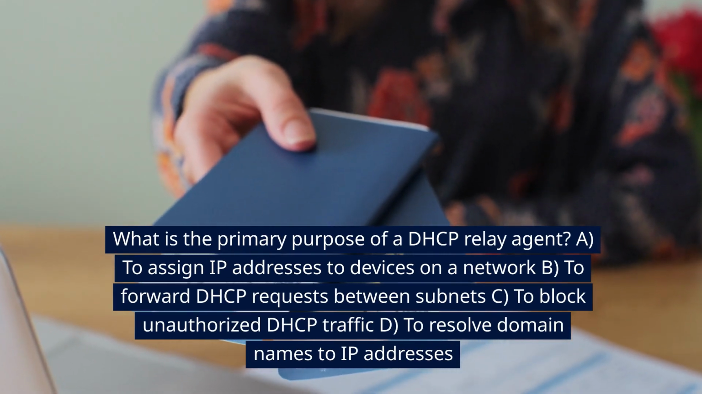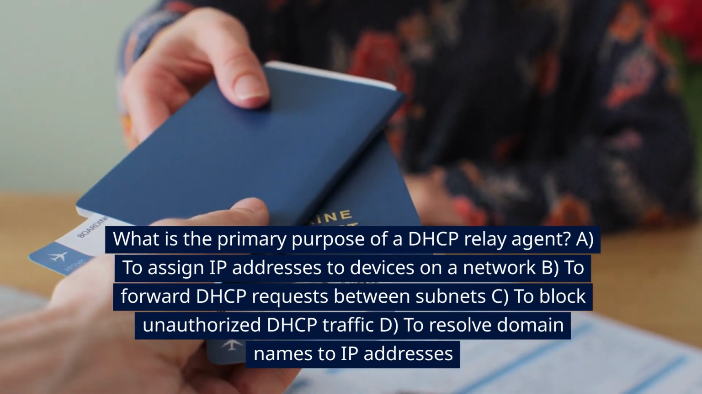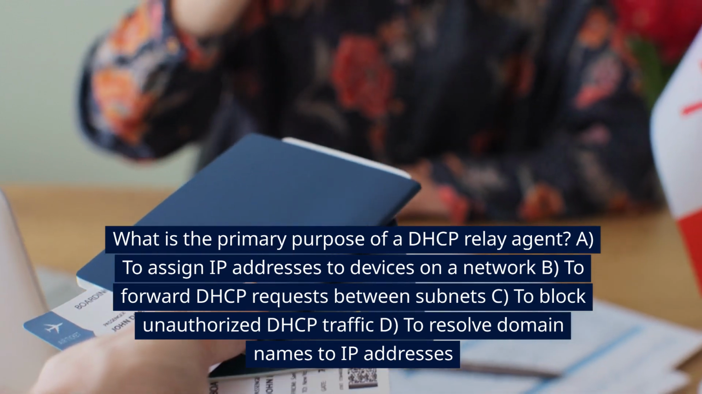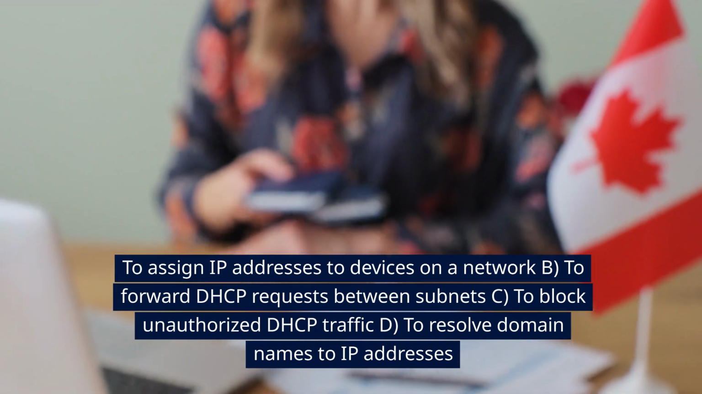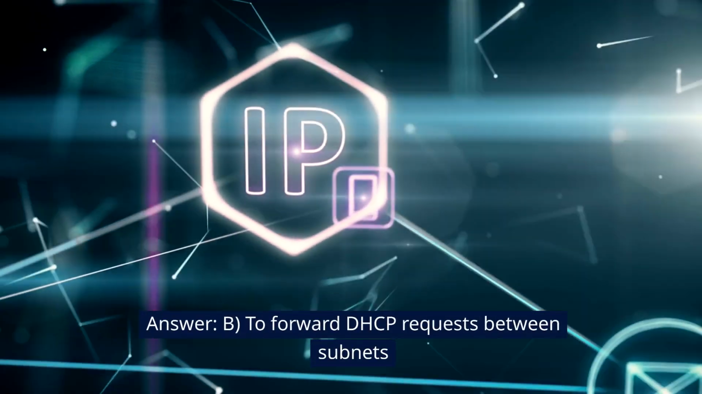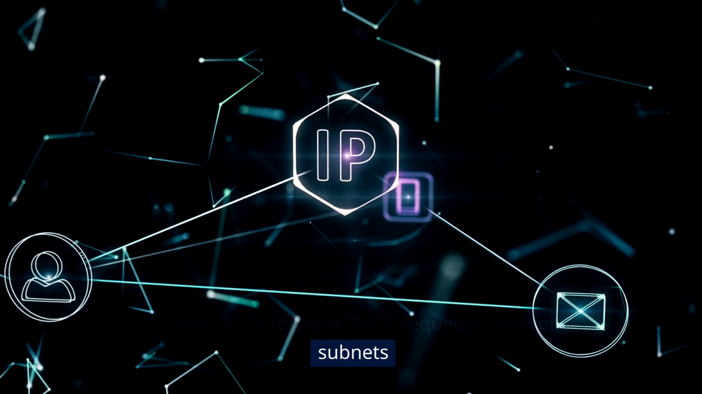Answer: A. SNMP. What is the primary purpose of a DHCP relay agent? A. To assign IP addresses to devices on a network. B. To forward DHCP requests between subnets. C. To block unauthorized DHCP traffic. D. To resolve domain names to IP addresses. Answer: B. To forward DHCP requests between subnets.